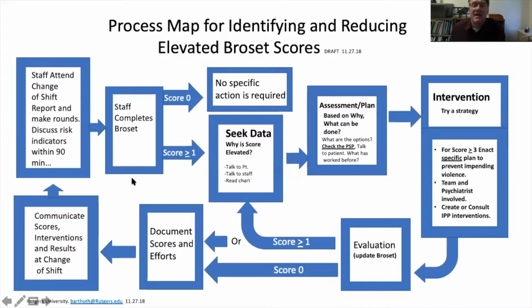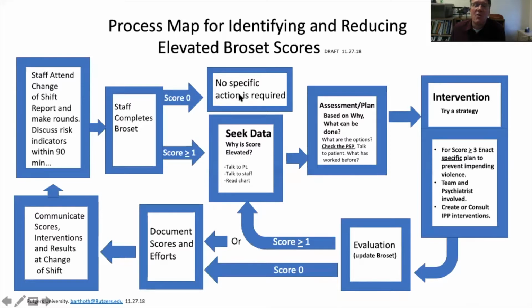So here is a rather complicated process map. And yes, I'm going to go through it step by step with you. So basically, this box is where we're going to start. This just indicates that staff come to work, right? And they get informed about what's been going on. They then, within 90 minutes, complete, usually the RN completes a Broset violence checklist on everybody.